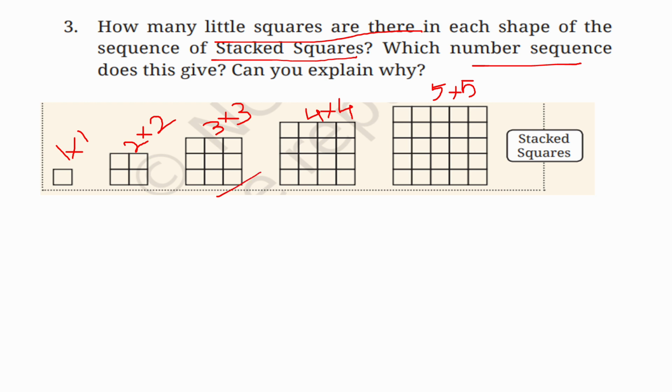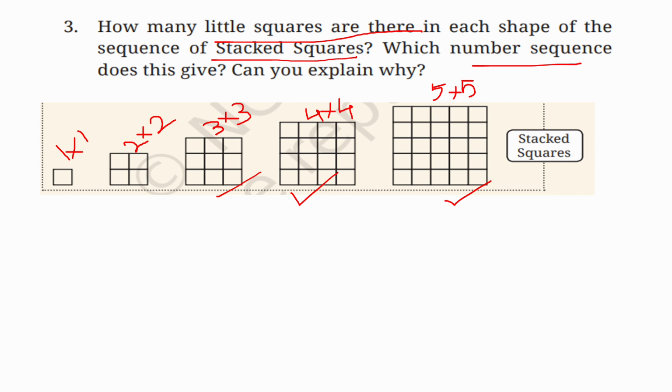Then we have a 4 by 4 square, 4 rows and 4 columns. So 4 by 4 square. Then 5 rows and 5 columns. So 5 by 5 square. So we have 1 by 1, 2 by 2, 3 by 3, 4 by 4 and 5 by 5 squares.